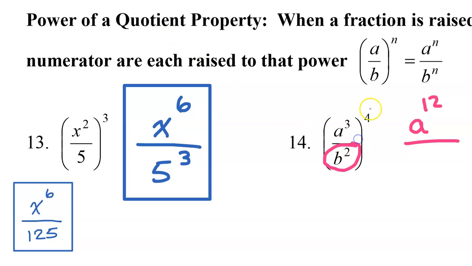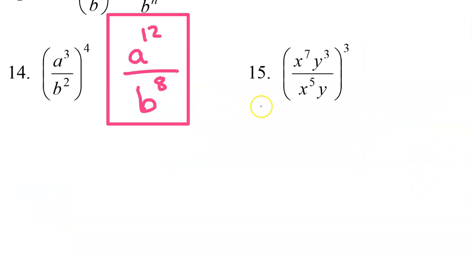This is a power to a power, so we multiply these and get b to the 8th. On number 15, our lives will be easier if we simplify the expression on the inside before cubing it. So x to the 7th power divided by x to the 5th power will be x squared. We are subtracting these, or we're canceling these out, whichever way you want to look at it.